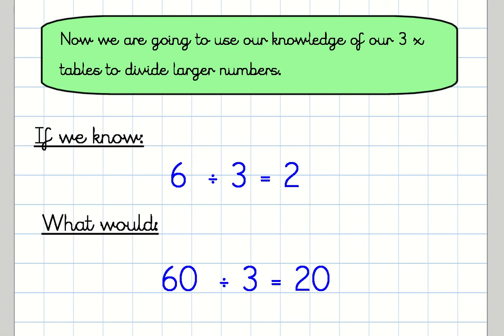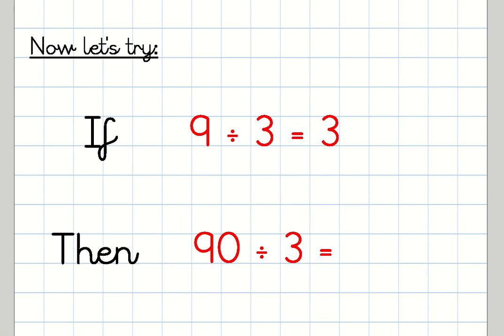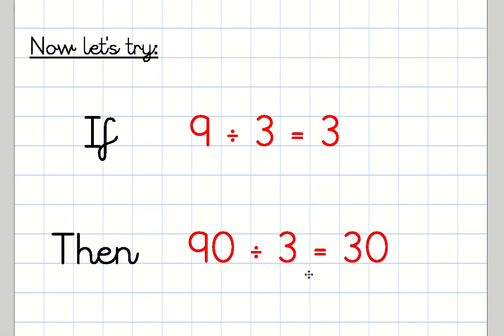Why don't you have a go at the next one? If 9 divided by 3 is 3, then what is 90 divided by 3? Why don't you pause the video and have a discussion with the person next to you, or write it down on a piece of paper. So, if 9 divided by 3 is 3, we know that 90 is 10 times bigger than 9, so the answer is going to be 10 times bigger, and 10 times 3 is 30. 3 lots of 30 would make 90.